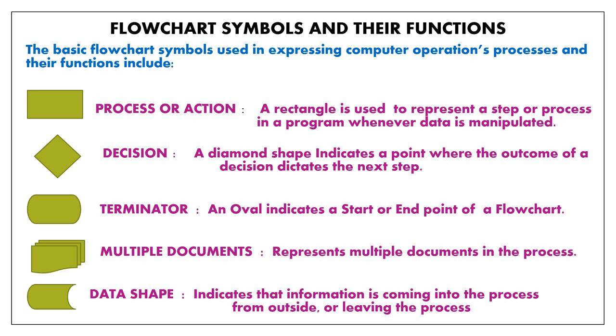You have your data shape. The data shape indicates that information is coming into the process or your program from outside, or it is leaving the process. How do I mean? If I have a program running, that data shape tells me that I have scores to get from either teachers, or I have scores to get from maybe other documents where student scores are kept. And once I am done, I have data going, and the data is that I'm giving the students their results. So that data shape tells you there is something going out and there is something coming in at any point in time.